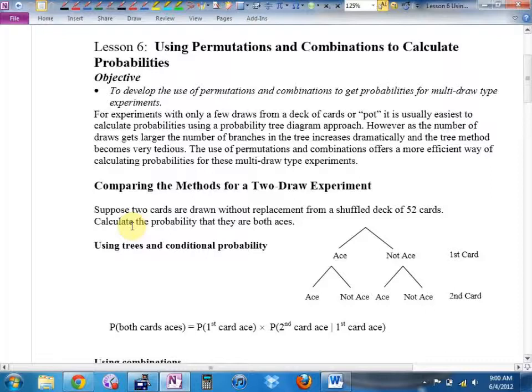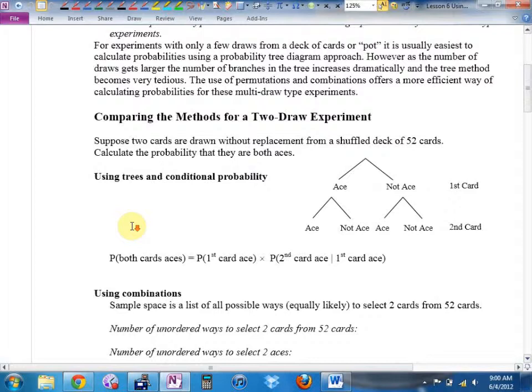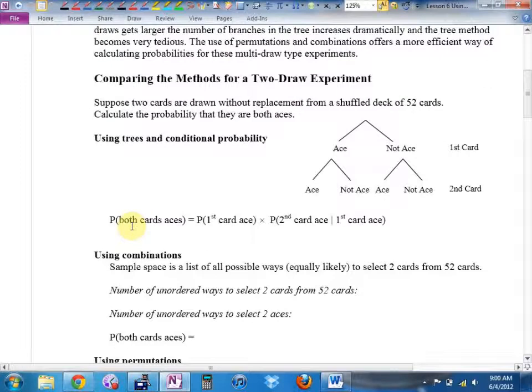For experiments with only a few draws from a deck of cards or a pot, it's easiest to calculate using a tree. However, as the number of draws gets larger, the number of branches in the tree increases dramatically, and the tree method becomes very tedious. The use of permutations and combinations offers a more efficient way of calculating probabilities for these multi-draw type experiments.